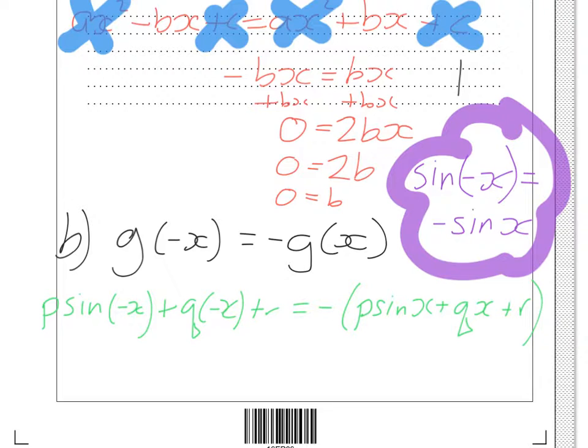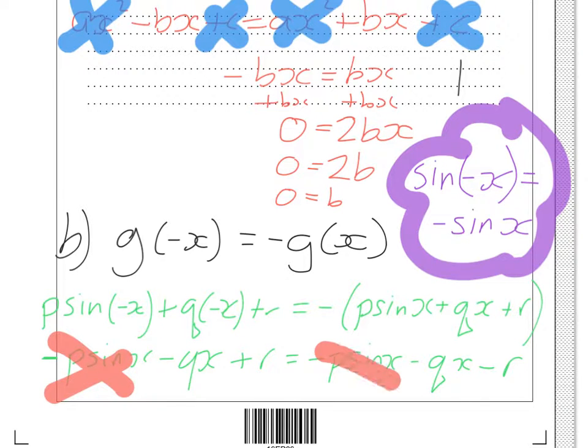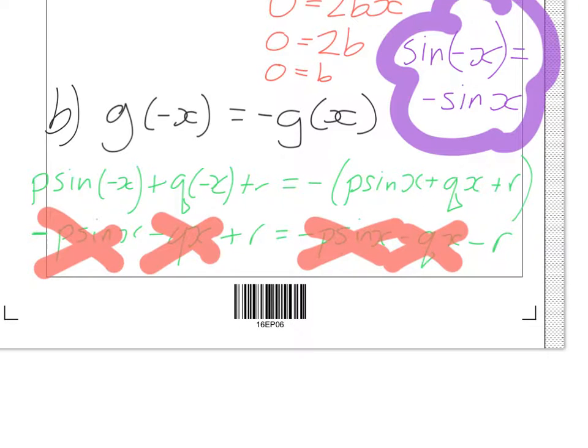So on the left hand side of my green equation, I can write minus p sine x minus qx plus r. And by taking the negative sign through on the right hand side, I get minus p sine x minus qx minus r. Again, a lot of this will cancel. I've got minus p sine x on both sides, so I can add that on. Add minus qx to both sides. And we're left with r equals negative r. Add r to both sides, you get 2r equals 0, which means r equals 0.